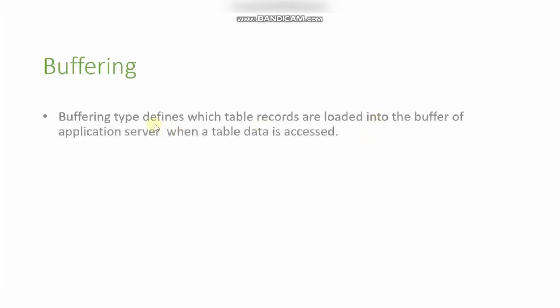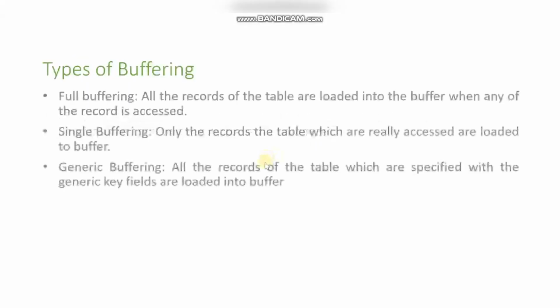So buffering type defines which table records are loaded into the buffer of the application server when a table data is accessed. So buffering enables you to load the table records into the application server buffer when a table is accessed. We have three types of buffering: full buffering, single buffering, and generic buffering. According to the usage of our need, we will be enabling this buffering type.